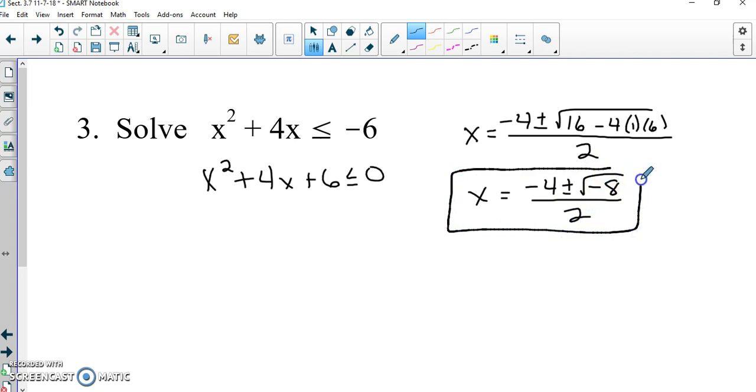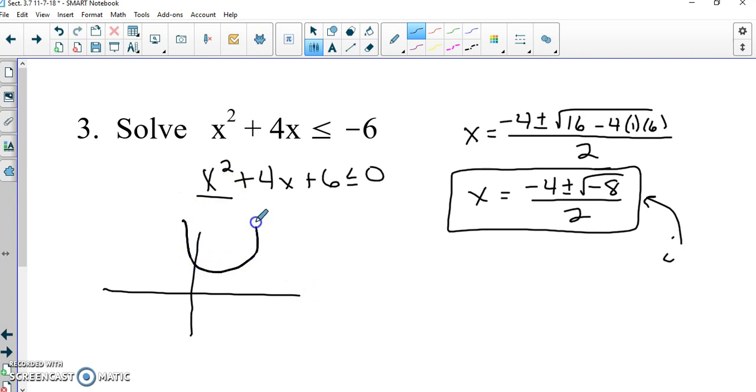All right, what happens when I get the square root of a negative number? That means I'm going to get an i, which is a complex number, not a real root. So it doesn't actually hit the x-axis. It doesn't equal 0 in the real number system. So the only way that can happen is if this is a parabola, and since it's a positive x squared, it has to open up. So this is a parabola that opens up and does not hit the x-axis.